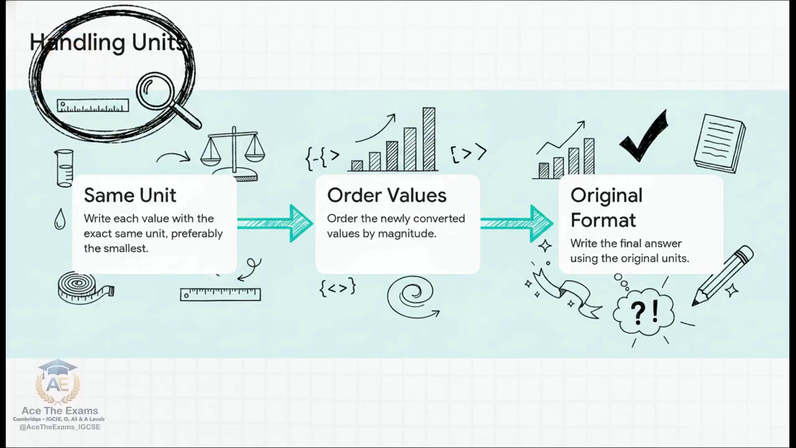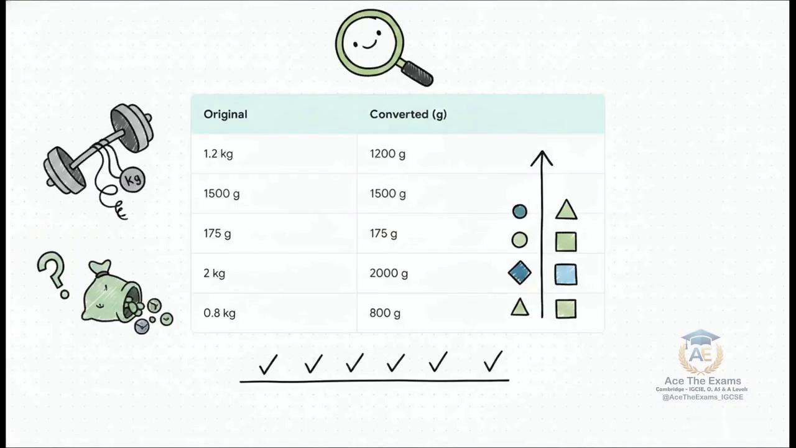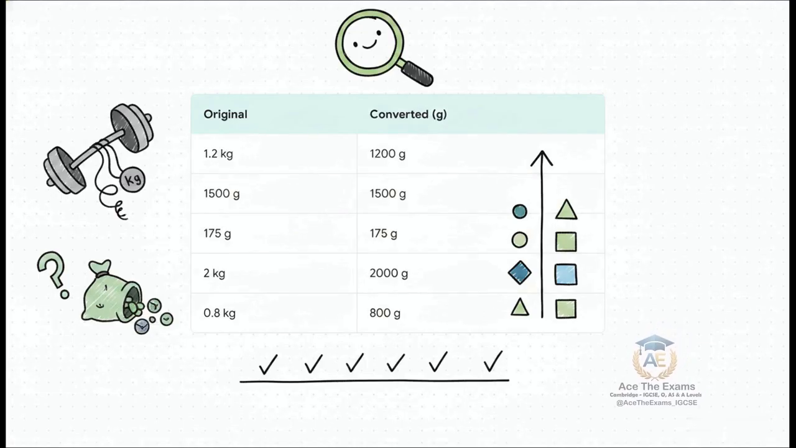So just to be crystal clear, you do the math using your converted units, but you write the final official answer using the original disguises. Example 5.1 from the source text brilliantly illustrates exactly how this works in practice. We have a total mix of kilograms and grams: 1.2 kilograms, 1,500 grams, 175 grams, 2 kilograms, and 0.8 kilograms.